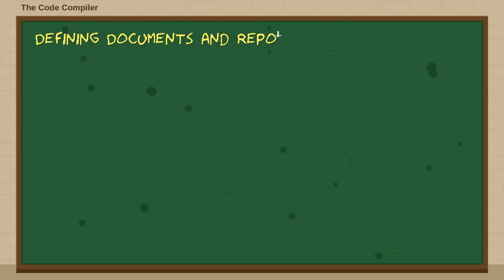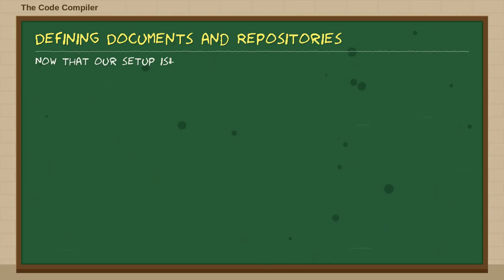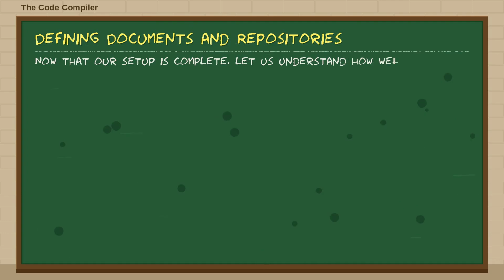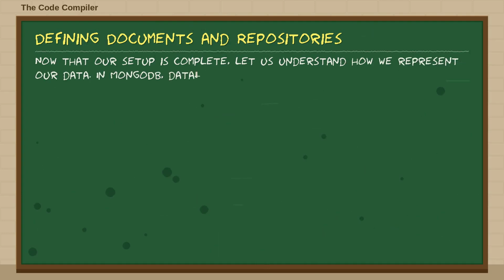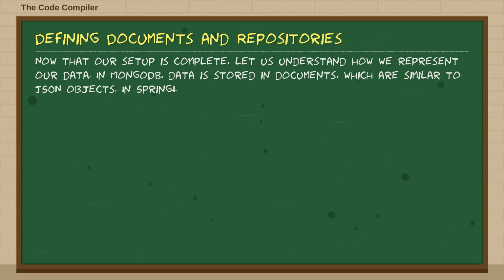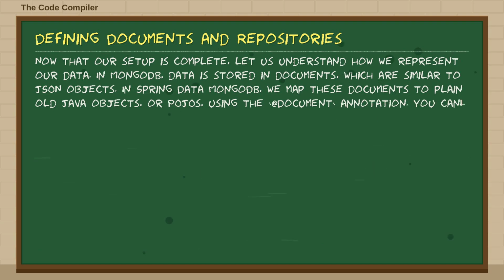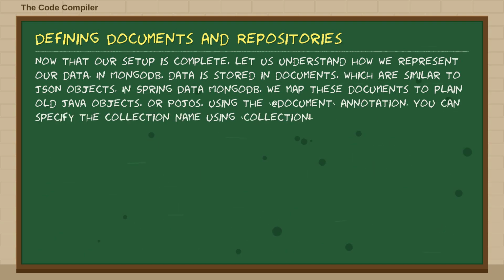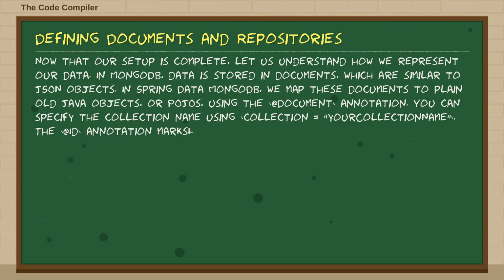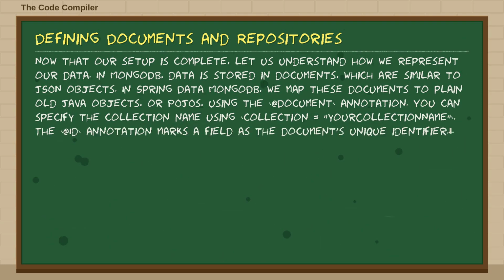Now that our setup is complete, let us understand how we represent our data. In MongoDB, data is stored in documents, which are similar to JSON objects. In Spring Data MongoDB, we map these documents to plain old Java objects, or POJOs, using the @Document annotation. You can specify the collection name using collection equals your collection name. The @Id annotation marks a field as the document's unique identifier.